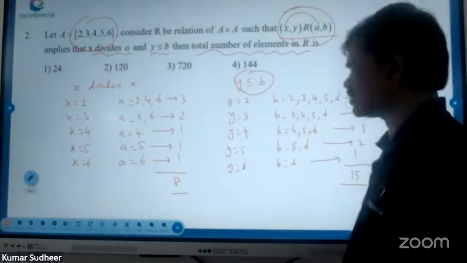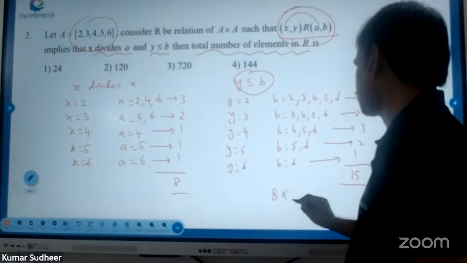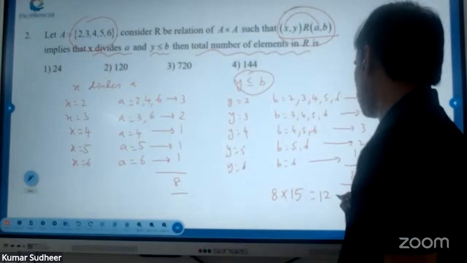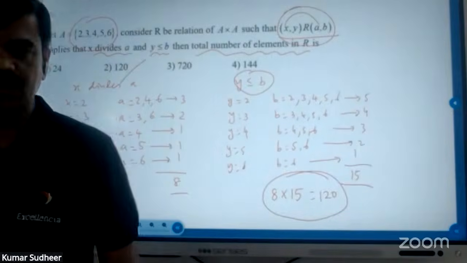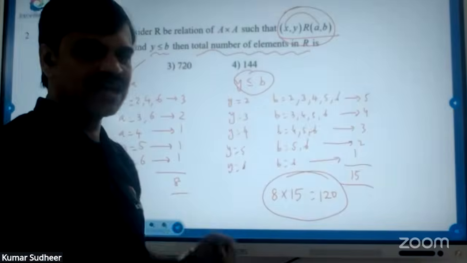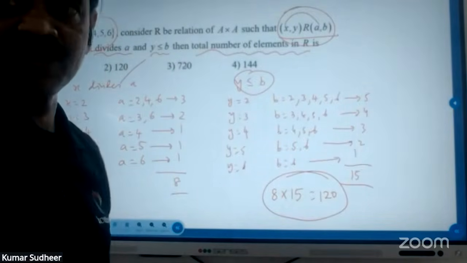So both have to be satisfied. So the total is nothing but 8 times 15. That should be the answer. So that is equal to how much? 120. That is the answer. So this can also be solved by taking some time, and we can use these two conditions and get the answer for the question.